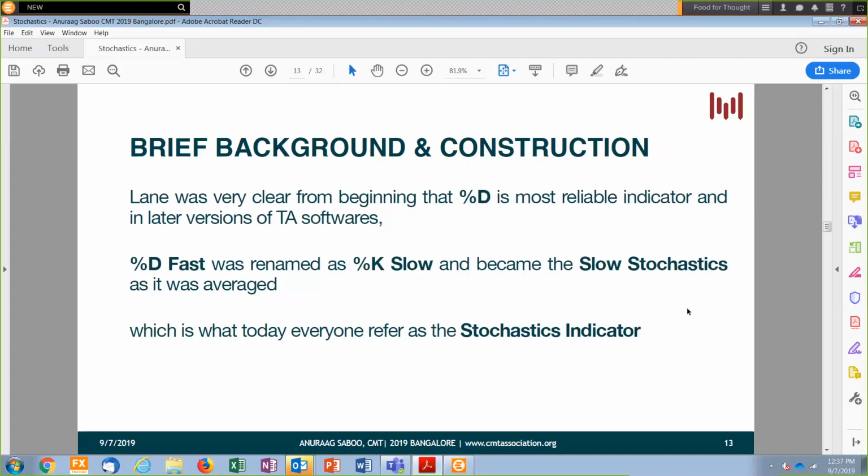And in later versions of TS software, since they had to name each of these variables with a new name, they renamed the percentage D fast as percentage K slow, and this became the slow stochastic because, as you can see, this was an average and this was not as fast as the fast stochastic. This became the slow stochastic. So what everybody today refers to as the stochastic indicator is the slow stochastic, and it is the percentage K slow, which is also the same as percentage D fast.